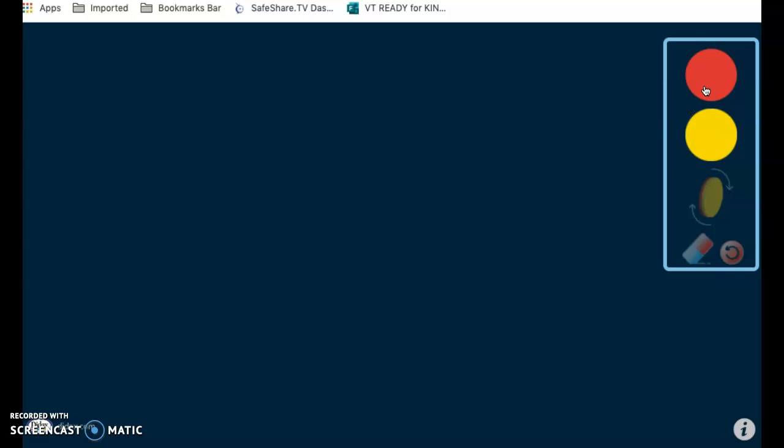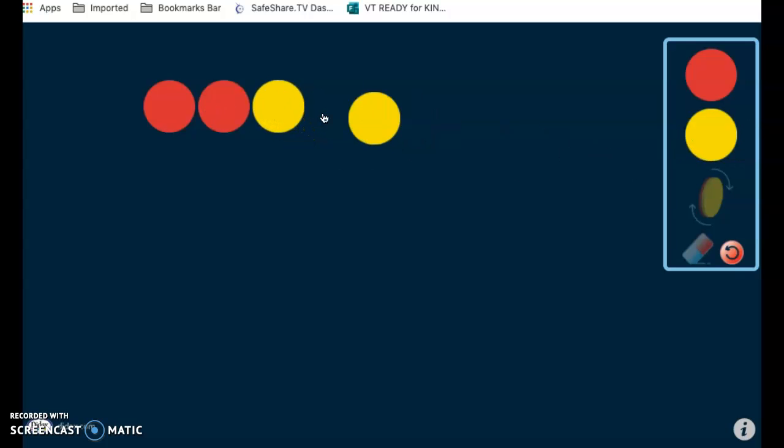And it says count out 2 counters. So I'm going to start with the first 2. And then it says add 2 more counters. So I'm going to put 2 more counters here. And then it says there are blank counters altogether. So then I needed to figure out how many counters I had with my 2 from the beginning and 2 more added. So we counted 1, 2, 3, 4. So the answer there is 4.